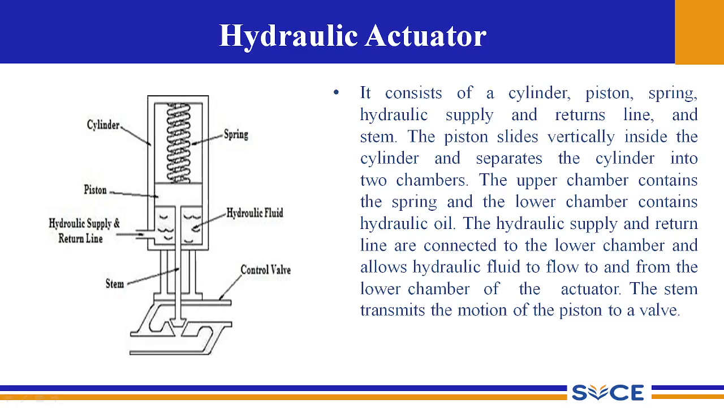The hydraulic supply and the return lines will be connected to the lower chamber, and it will allow the hydraulic fluid to flow to and from the lower chamber of the actuator. The stem, which is connected to this piston, will be transmitting the motion of the piston to a valve. So you can see that the stem can lift when the spring arrangement is moving upwards, and the stem arrangement can lower so that the opening is closed to not allow the flow of the fluid.